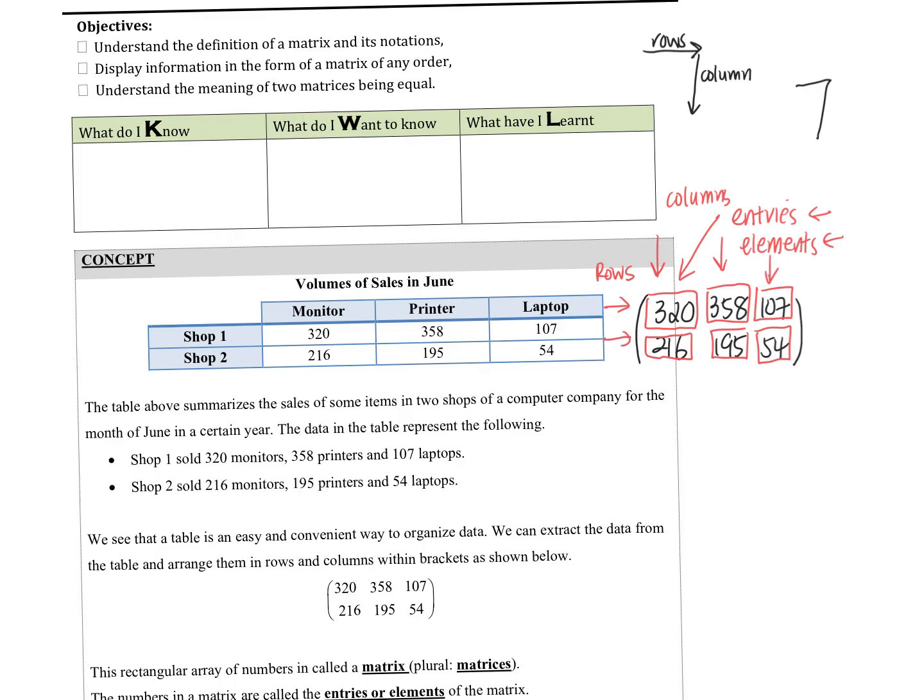You never write 7 like that, right? You always write 7 like this, right? So the conventional way is the rows first, then you go to the columns.